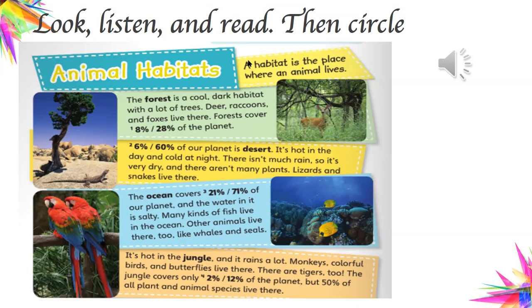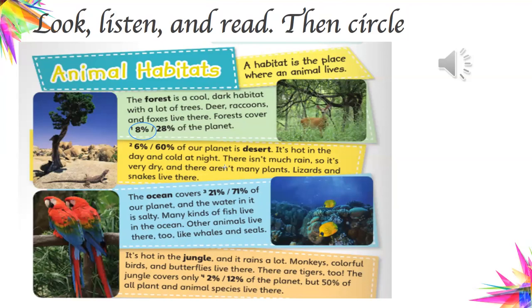Great, guys. Are you ready to answer? Yes? Okay. So, the first one, we have to check the number one of the first habitat is this. The forest is a cool, dark habitat with a lot of trees. Deer, raccoons, and foxes live there. Forest cover 8% or 28% of the planet. Yes, it's 8%.